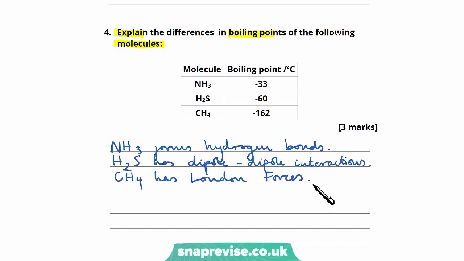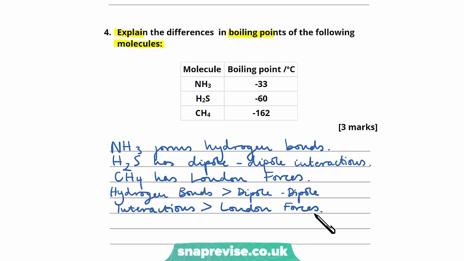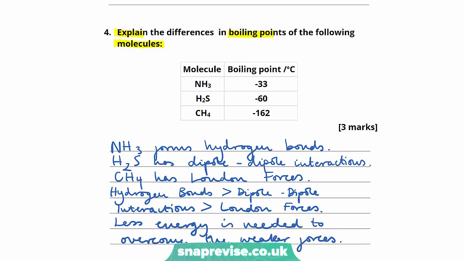We know that hydrogen bonds are the strongest intermolecular force of attraction, followed by those dipole-dipole forces of attraction, and finally London forces. And finally, that less energy is needed to overcome the weaker forces. In this case, the London forces are the weakest, explaining why the boiling point of the molecules differs in this way. 1 mark is awarded for identifying the type of intermolecular forces of attraction in all 3 of our molecules.